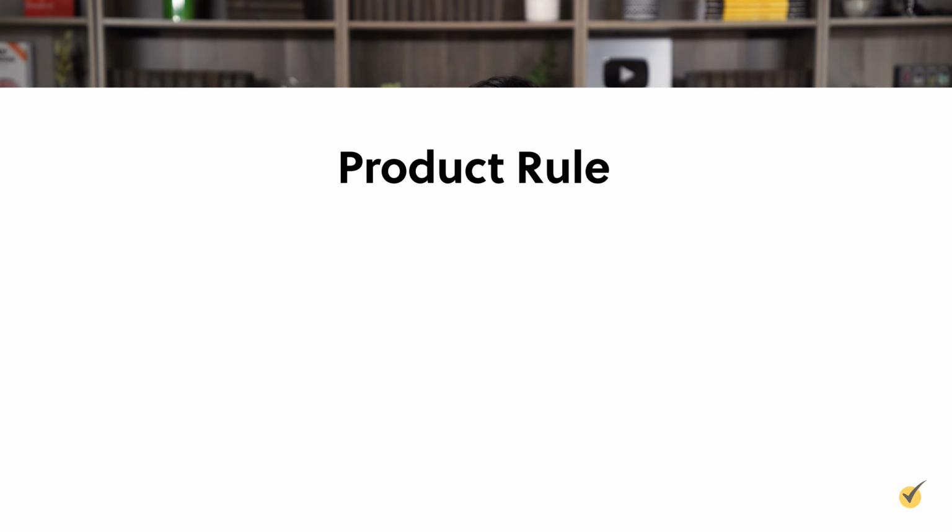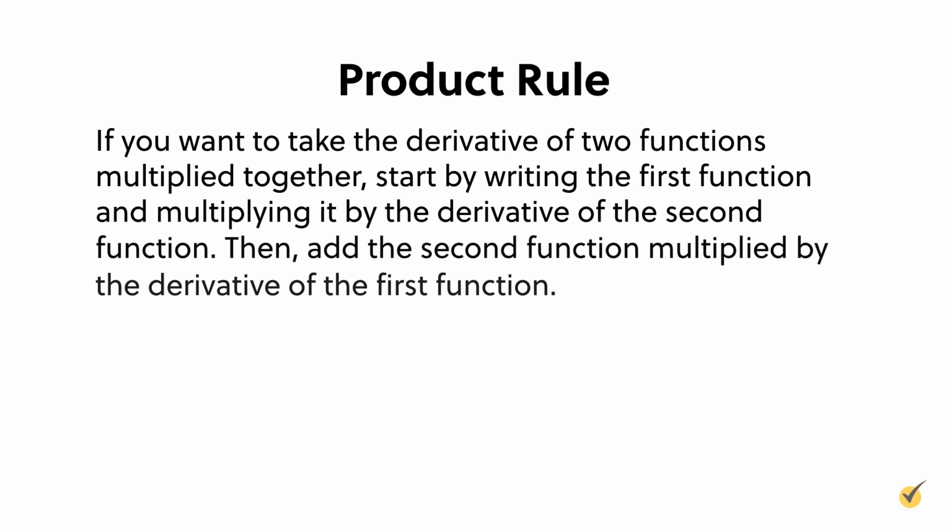First, let's talk about how to handle derivatives involving the multiplication of functions. To take such derivatives, we'll need something called the product rule. The product rule states that if you want to take the derivative of two functions multiplied together, start by writing the first function and multiplying it by the derivative of the second function. Then, add the second function multiplied by the derivative of the first function.